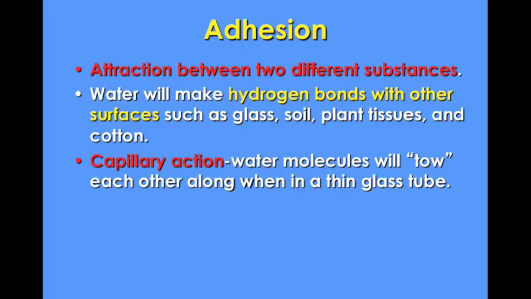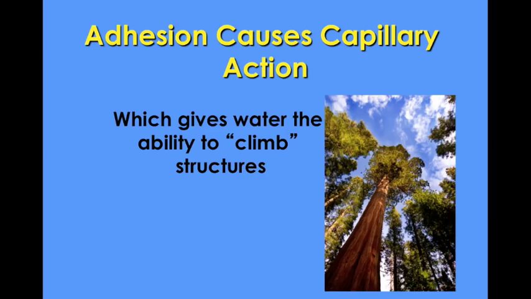It's also, if you have a water droplet on the table and you put your paper towel right next to it, it will then absorb or adhere the water to the paper towel. Adhesion causes capillary action, which gives water the ability to climb structures. So the roots, obviously we know, are at the base or the bottom of the plant. The roots will then absorb the water, and through capillary action, the water is transported through the xylem throughout the plant, from the base of the plant to the top of the plant through capillary action.